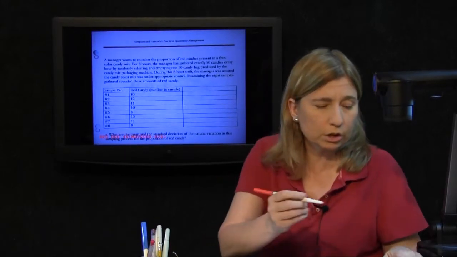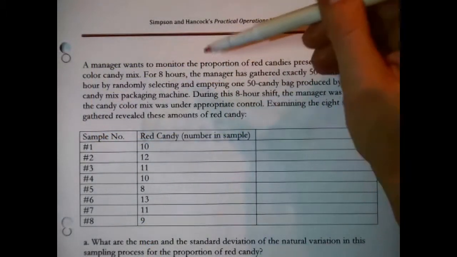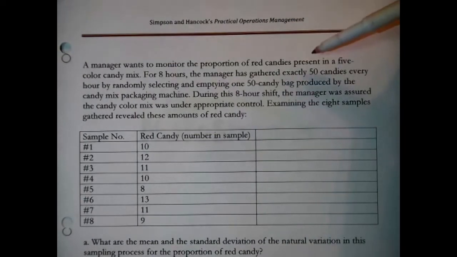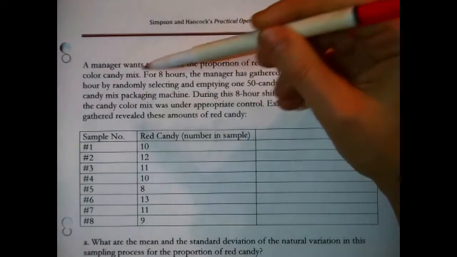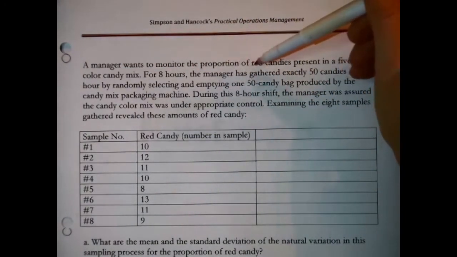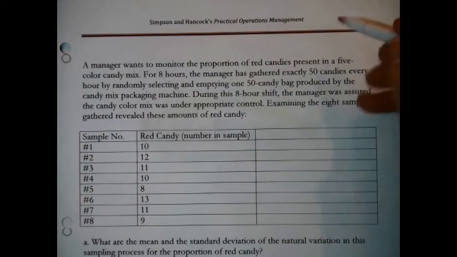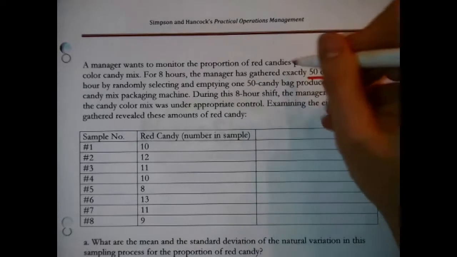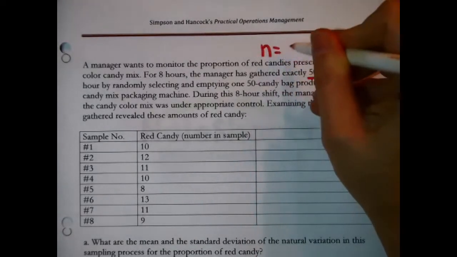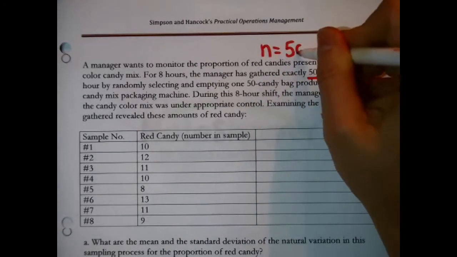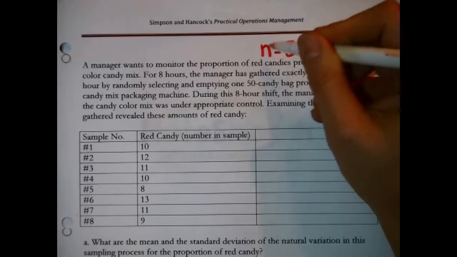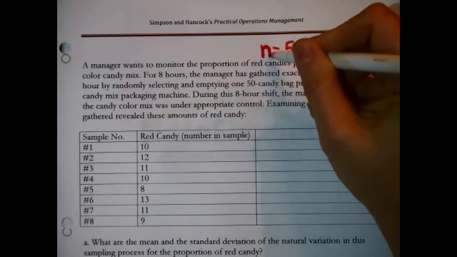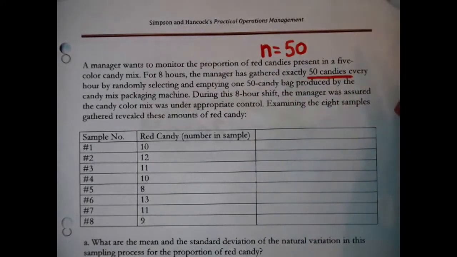Now let's take a look. A manager wants to monitor the proportion of red candies present in a 5-color candy mix. For 8 hours, the manager has gathered exactly 50 candies every hour. This is important. We want to note that to the side. We have just been told the sample size. Lowercase n is the size of the sample.